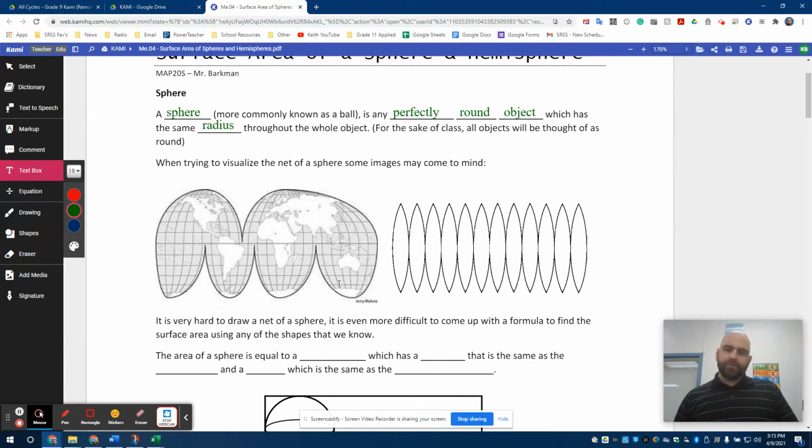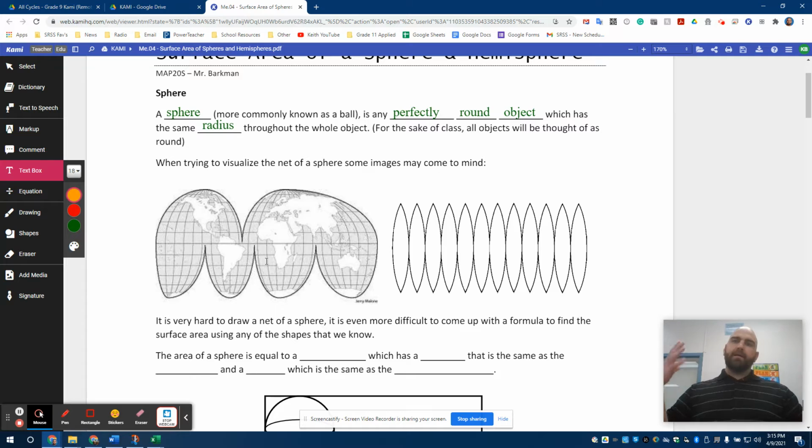Now, when we talk about surface area, we're trying to figure out what is the area that covers it. Okay, what is that area all the way around that covers it? And if we were in class, and I may do this in class, I'll show you a demonstration of how we might think of it. But here's a couple images that come to my mind when I think of the surface area of a sphere. We have the globe, our Earth. Okay, trying to visualize it as best as possible.